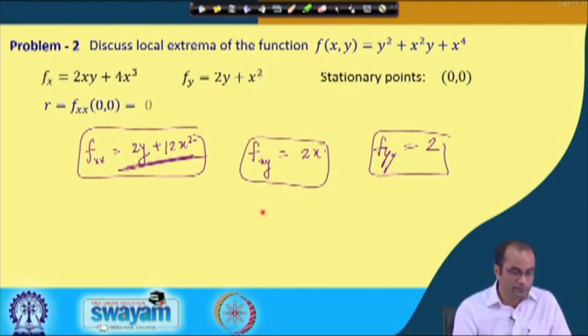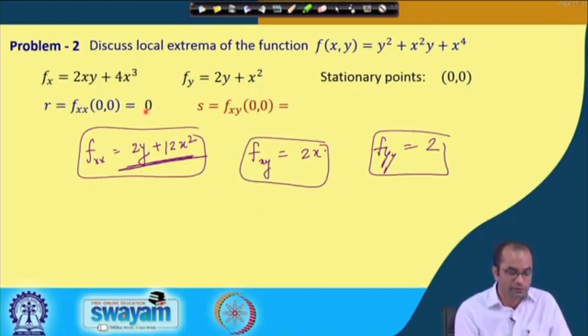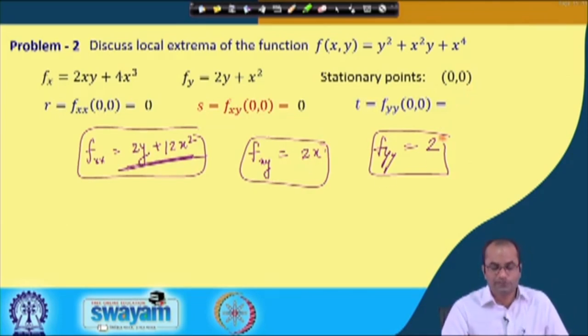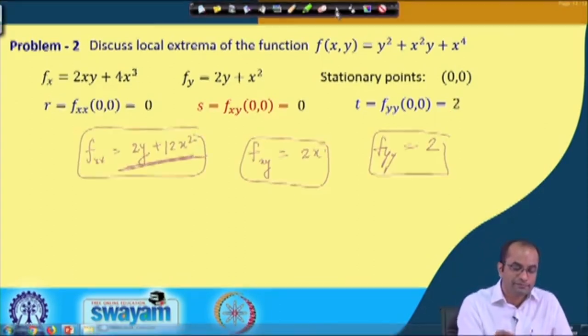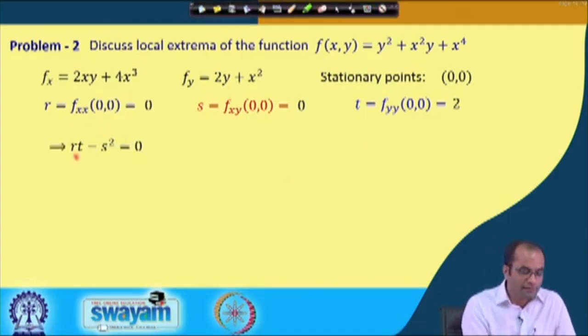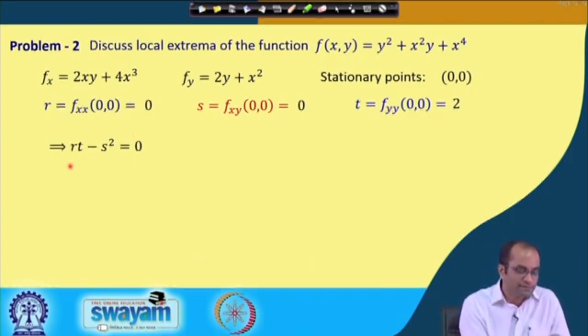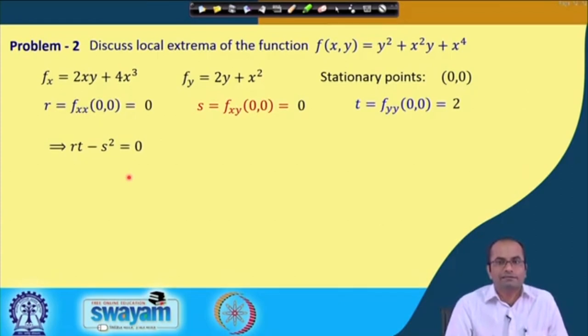So, now if we compute this r at 0 0 point, this will be 0, the s, the mixed order partial derivative at 0 0 point, this will be also 0, because x is sitting here, and then at this point again, this f y y, this is 2, there is no x and y term. So, this is 2, and then we need to compute r t minus s square. So, this is r and t here. So, this will be 0 and minus s square 0. So, we have this r t minus s square, and in this case the test fails. So, we cannot conclude anything based on this r t minus s square or the second order derivative test, and we have to find some other ways to conclude, if we can, what this point 0 0 is.